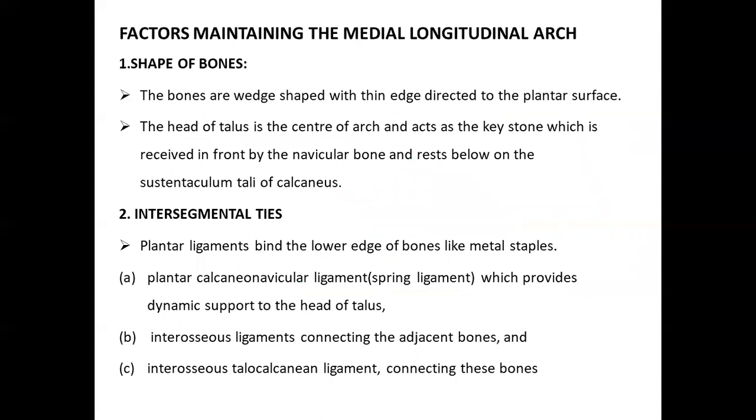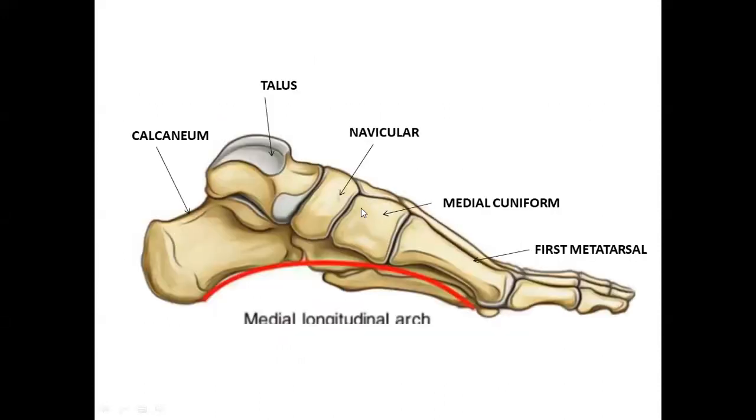Now first, let's talk about the medial longitudinal arch. What are the different factors that keep the longitudinal arch in position? First, we have the shape of the bone. For efficient arch support, the bones are wedge shaped, and the thinner edge is directed to the plantar aspect. The broader aspect is on top, and the thinner aspect is towards the bottom.